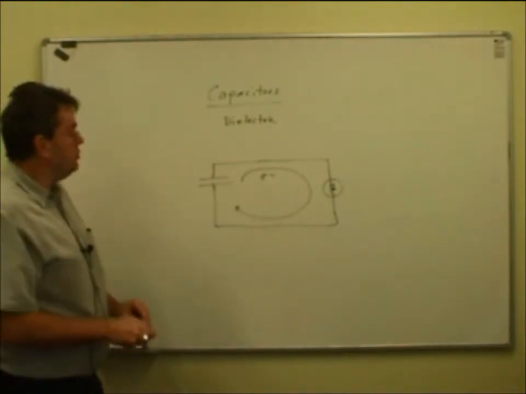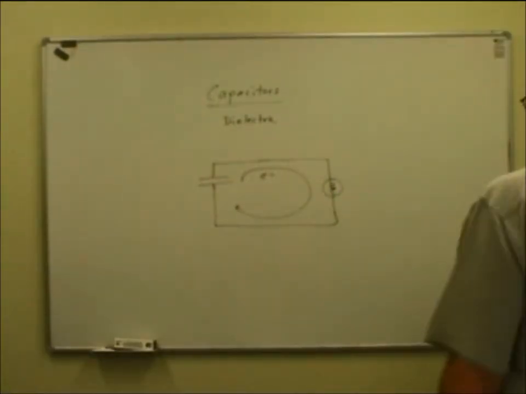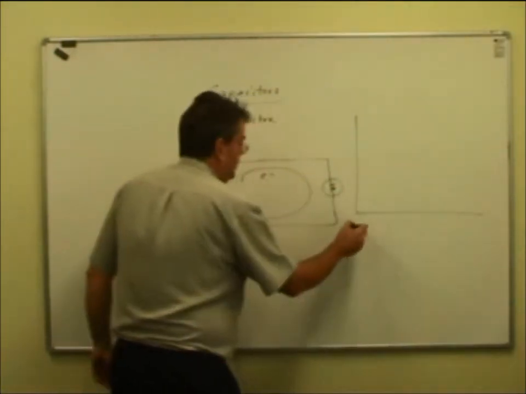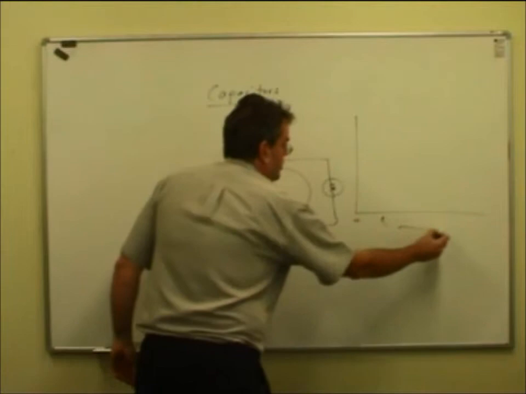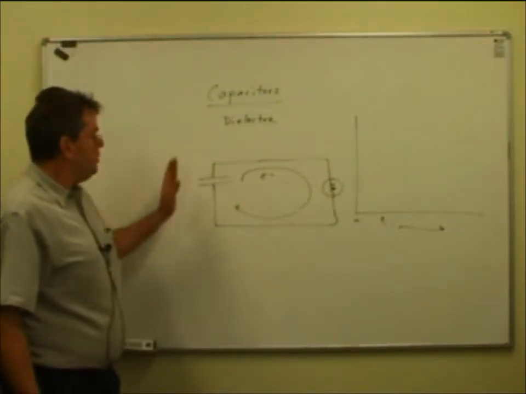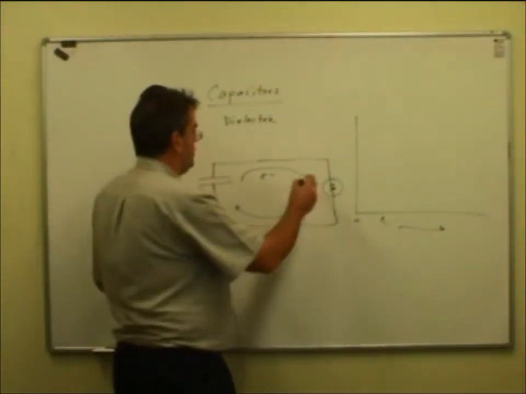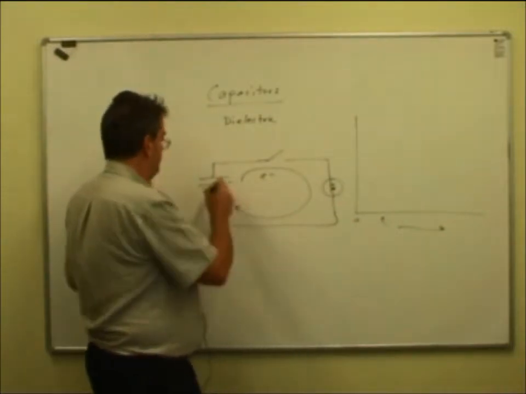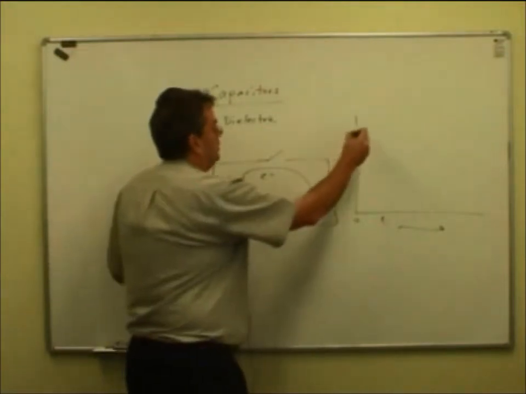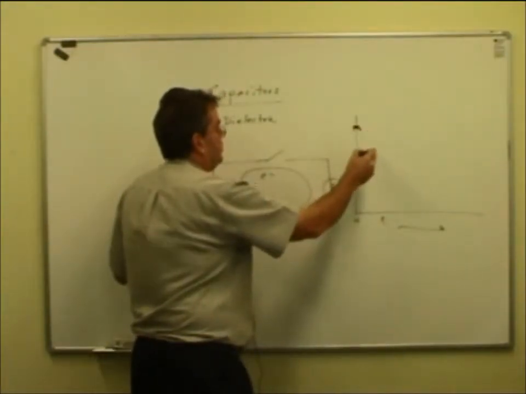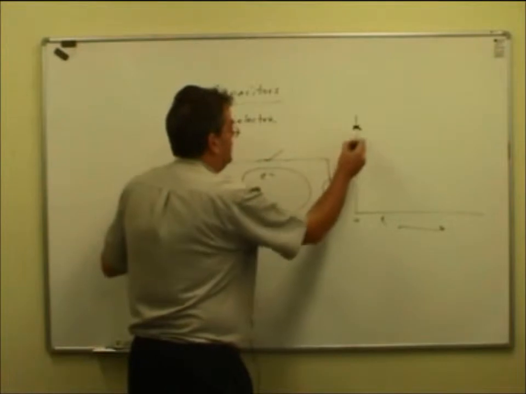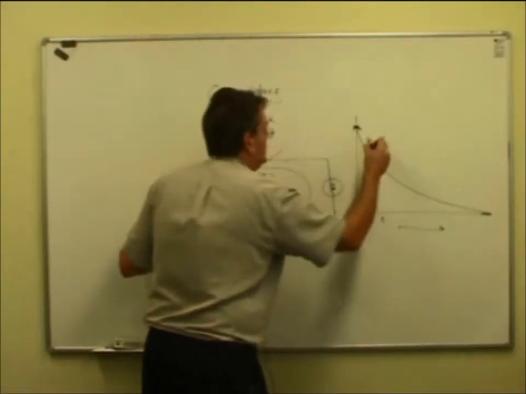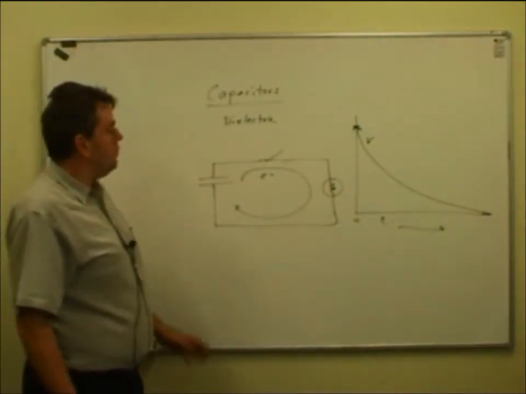So now we can just draw a graph of how the voltage behaves across the capacitor. That's time, and that's zero, time progressing along there. Just before you close the switch, the capacitor is fully charged up to a certain voltage, whatever the battery voltage was. Close the switch, and it discharges down to nothing. So when you're discharging it, the voltage behaves in the other way.